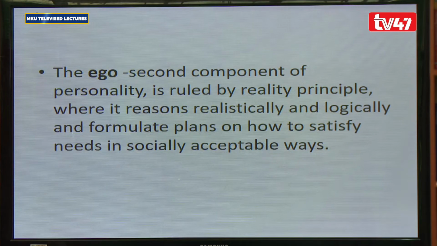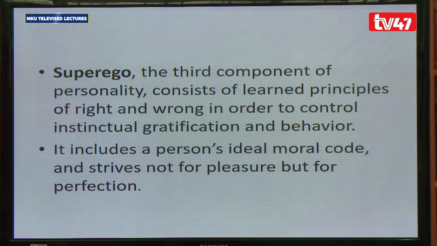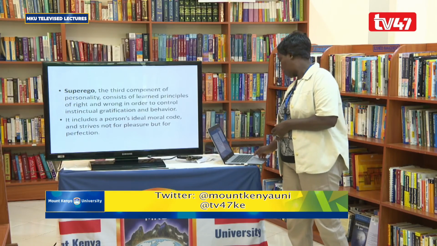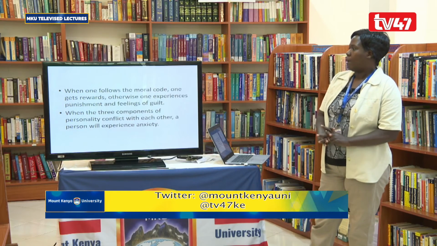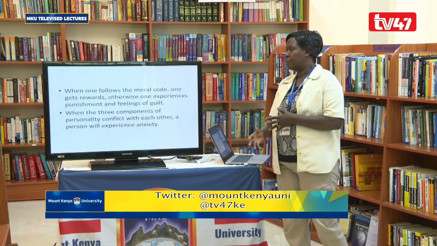from the environment. Then there is the ego, which is the second component of personality. The ego is ruled by the reality principle, where it reasons realistically and logically and formulates plans on how to satisfy needs in socially acceptable ways. Then the third is the superego. It basically consists of learned principles of right and wrong in order to control instinctual gratification and behavior. It includes a person's ideal moral code and strives not for pleasure but for perfection. When one follows the moral code, one gets rewards. Otherwise, one experiences punishments and feelings of guilt.